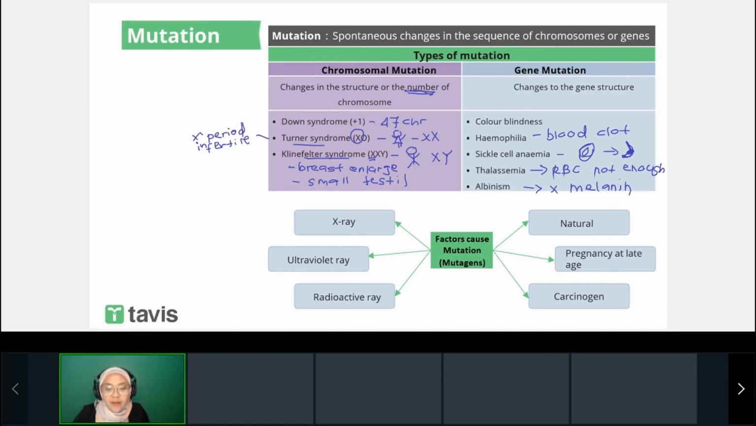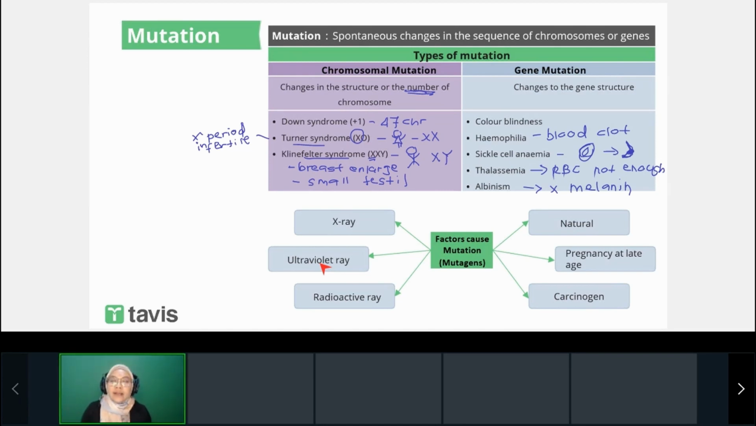Okay, what are the factors? We already learned what mutation is. We have two types of mutation. Now we have to learn about the factors. What are the causes of mutation? The first one is X-ray. That's why for a pregnant lady, the doctor won't do an X-ray, because it may cause mutation to the offspring. The second one is ultraviolet ray. We can get ultraviolet ray from the sun.